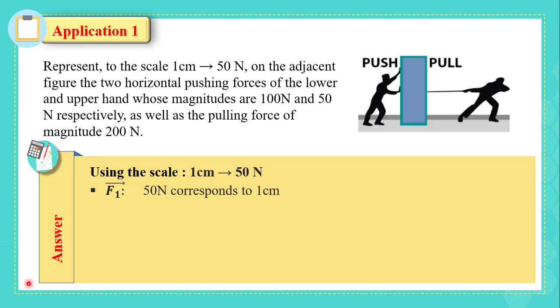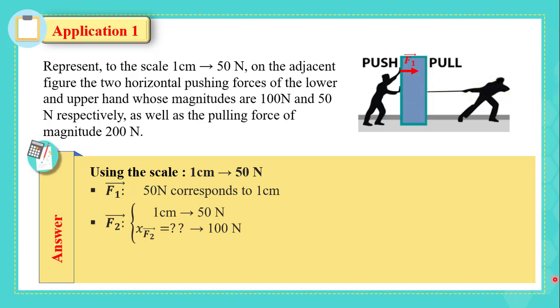From the given, the force exerted by the upper hand is of magnitude 15 Newton. Then 50 Newton corresponds to 1 cm. Then we draw F1 directed to the right of length 1 cm.